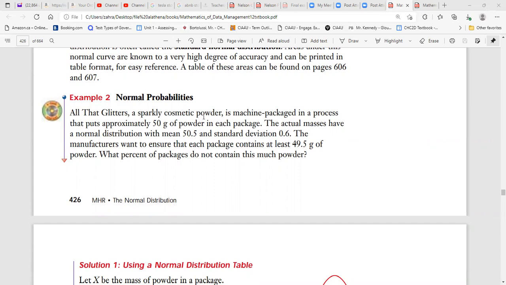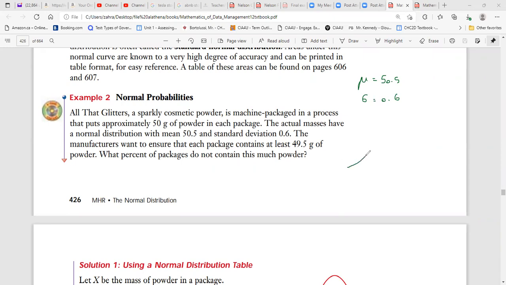All that glitters is sparkly cosmetic powder in mechanical packaging. You put 50 grams of powder in each package. The actual masses have a normal distribution with the mean mu, the average, of 50.5 grams. The standard deviation sigma is equal to 0.6. The manufacturer wants to ensure that each package contains 49.5 grams of powder. What percent of packages do not contain this?